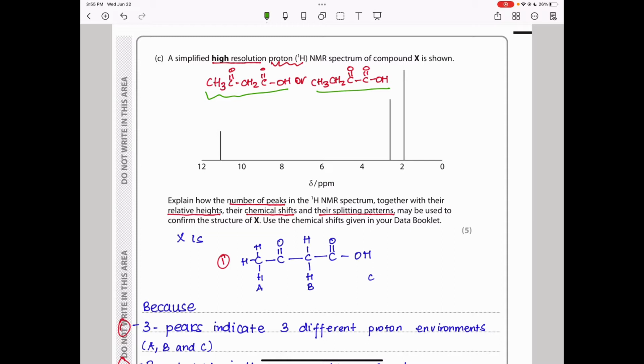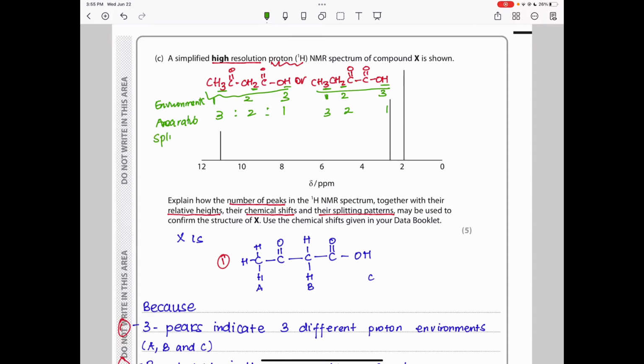And when we look at all of them, we can see there is environment 1, environment 2, and environment 3 for this one. And that has environment 1, environment 2, and environment 3. So we can see both structures have 3 proton environments. And then we use the area ratio or number of protons per environment. So our area ratio is going to be a 3 to 2 to 1, because here we can see 3 protons, 2 protons, 1 proton. And this is still a 3 to 2 to 1.